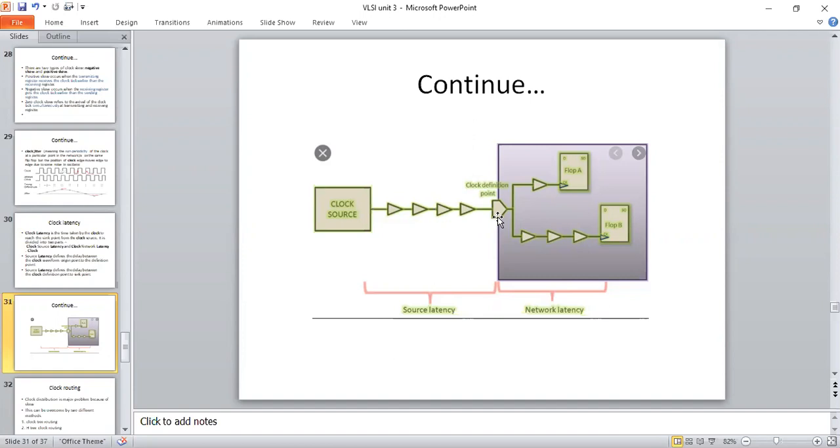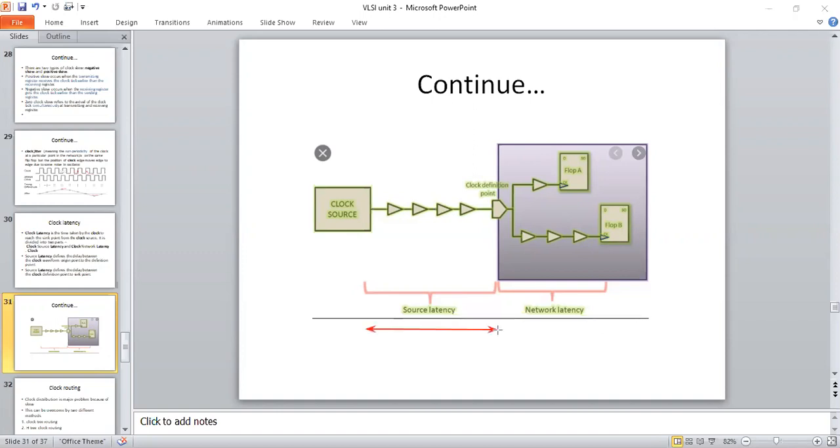What is a point in the embed? It is a definition point here. What is the source latency in the embed? The clock is passing from the crystal to one particular point, nothing but the definition point, and it is called a source latency. Okay, and it is called a source latency.